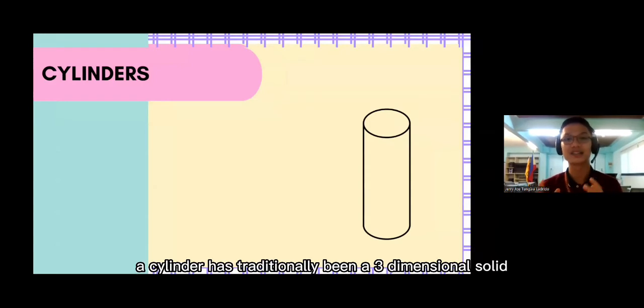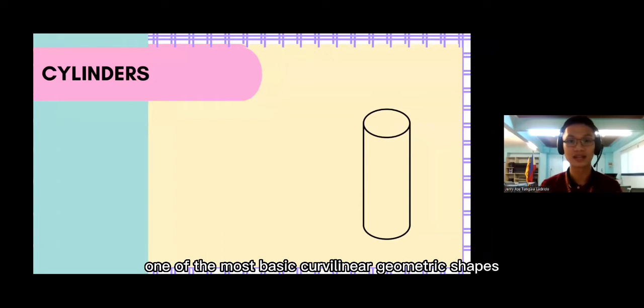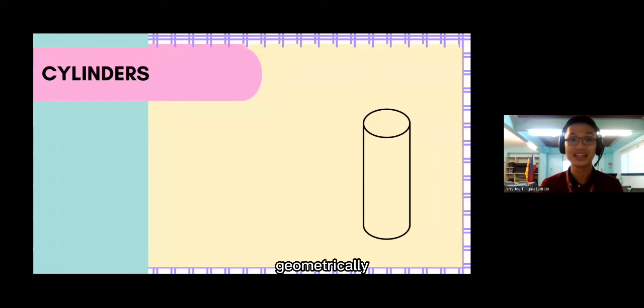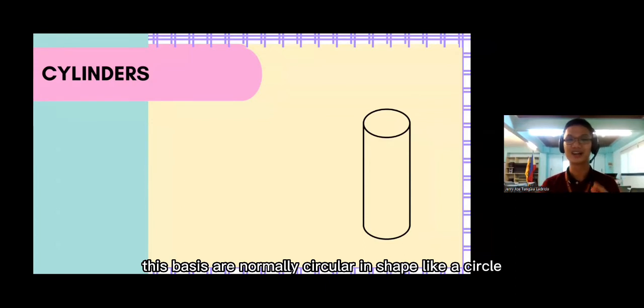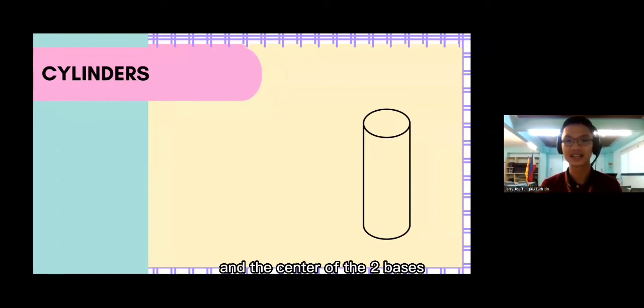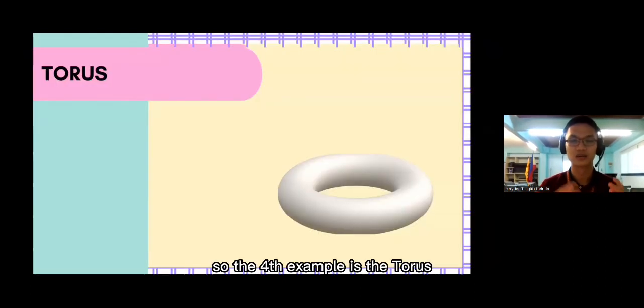So number 3, the cylinders. A cylinder has traditionally been a 3-dimensional solid, one of the most basic curvilinear geometric shapes. Geometrically, it has been considered as a prism with a circle as its base. These bases are normally circular in shape, and the centers of the 2 bases are joined by a line segment, which is called the axis.